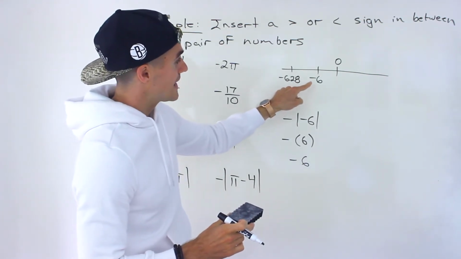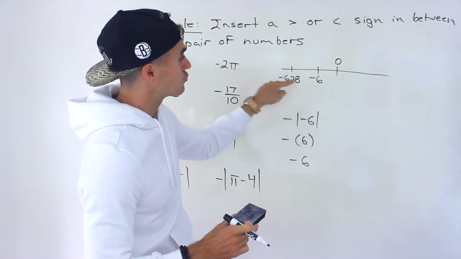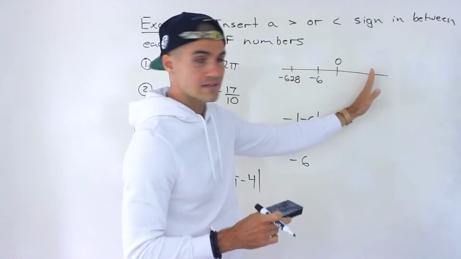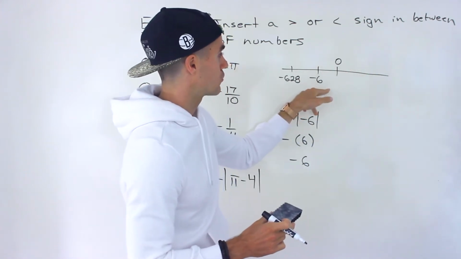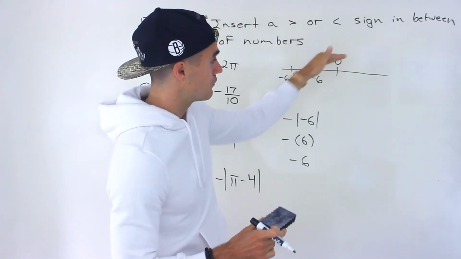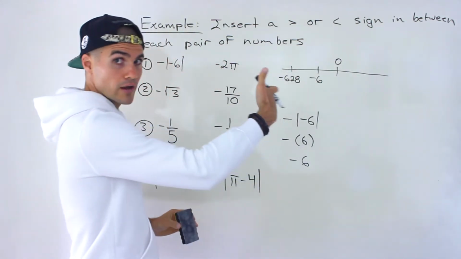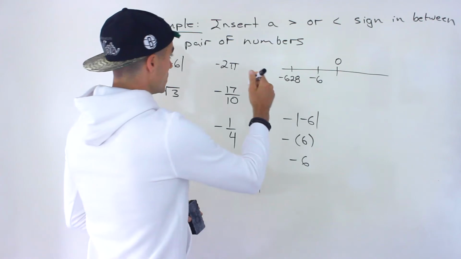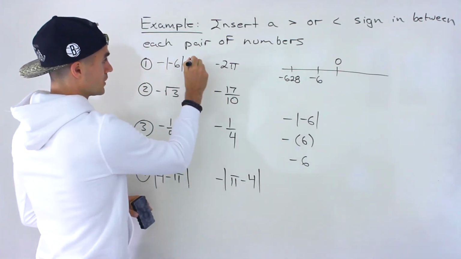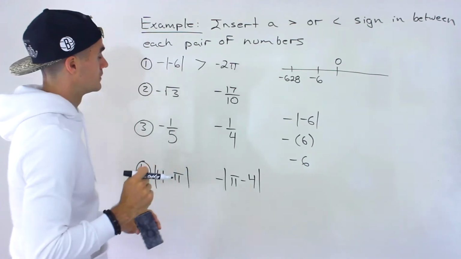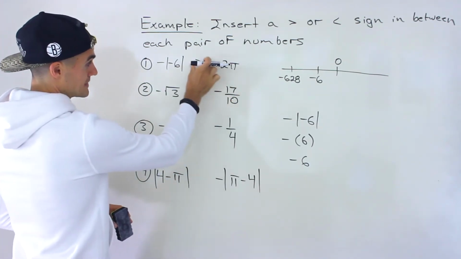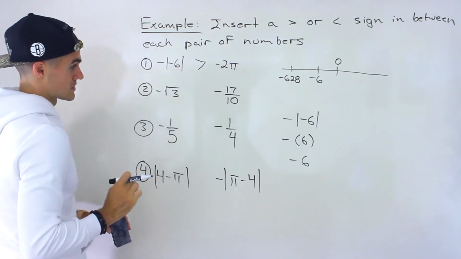And so notice that -6 is actually greater than -6.28. Anything that's more to the right is going to be greater. As you go to the right on the number line, things get greater and greater. So here we would put a greater than sign like that, right? Or -6.28 is less than -6.